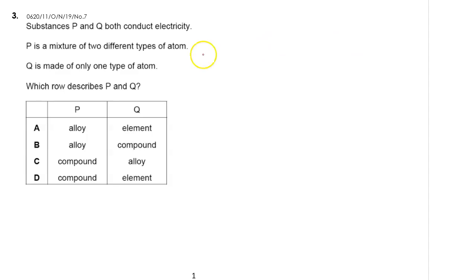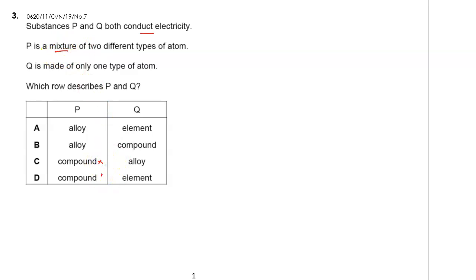Number 3 was set from variant 1, number 7. Substances P and Q both conduct electricity. P is a mixture of two different types of atoms. Mixture, not a compound. Q is made of one type of atom. Which row describes P and Q? If P is a mixture, then it cannot be a compound.